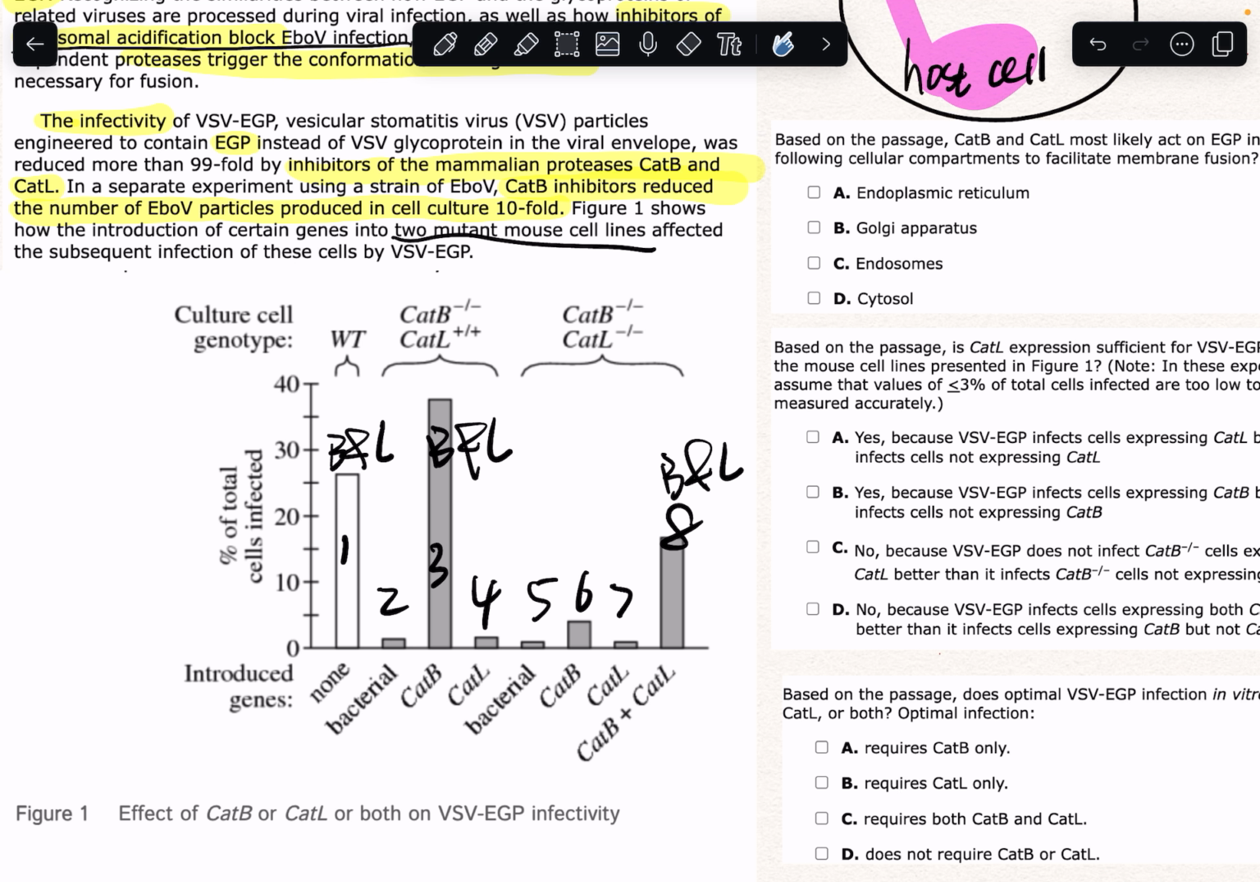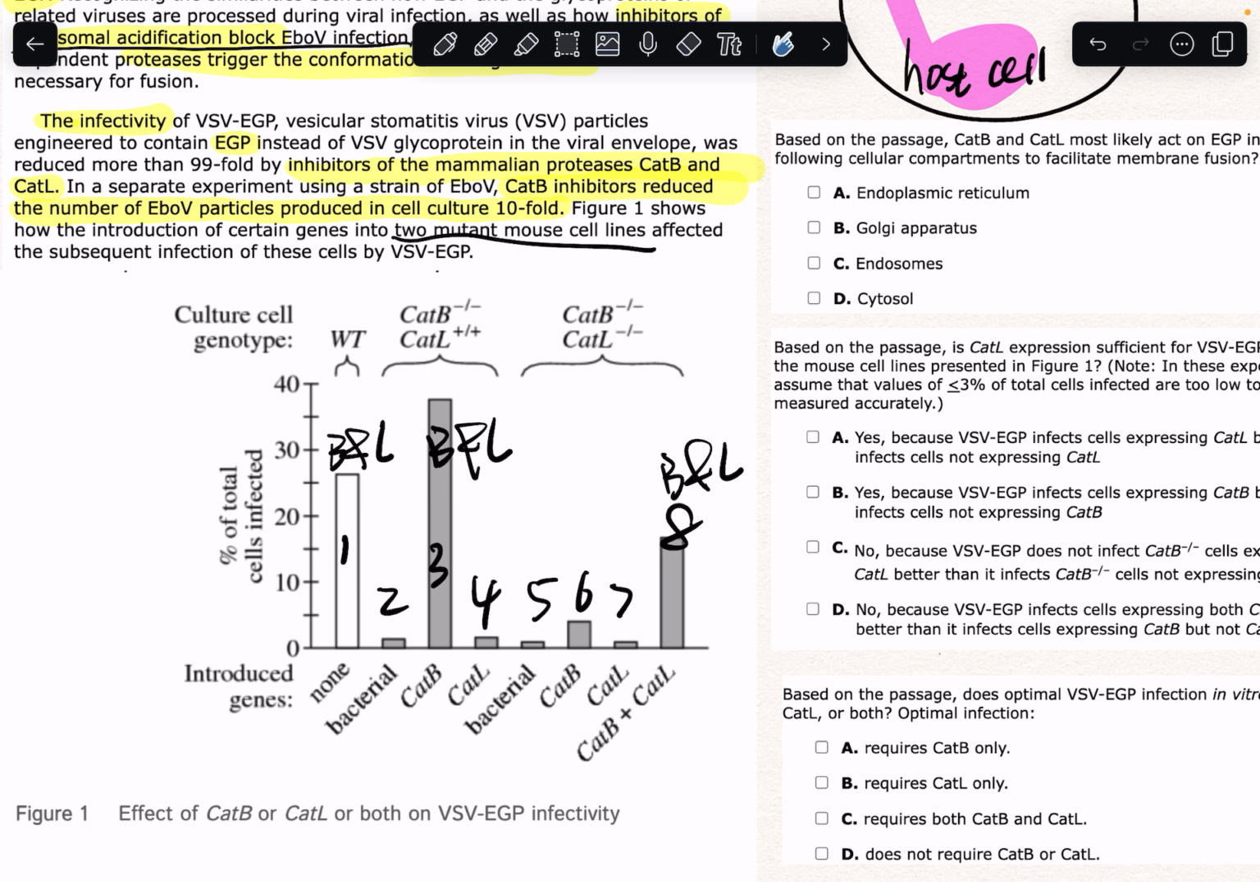Okay, so my very general, very quick analysis of this figure is that to have the highest infection, to have a great amount of infection, we have to have both cat B and cat L. When they coexist, when we have both of them, that's when we have the highest infection. Okay, so that's it. That's my level of understanding.